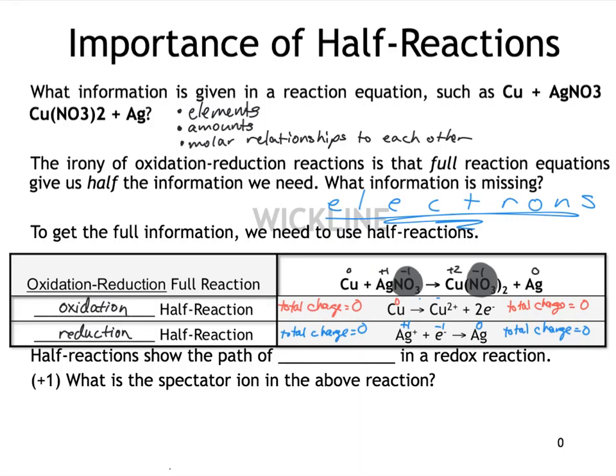So these are half reactions, and what they're really good at is showing you the pathway that electrons take in a redox reaction. And the spectator ion was nitrate, and that's it for this slide.